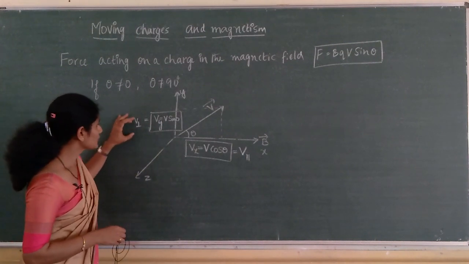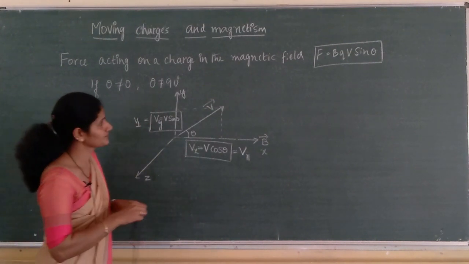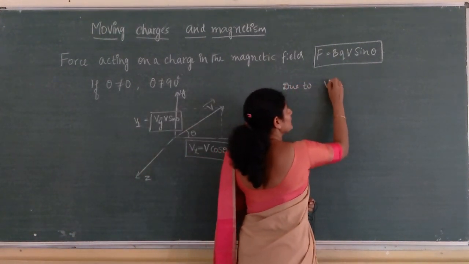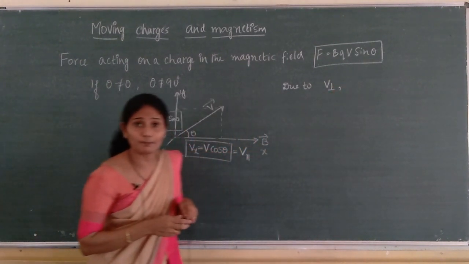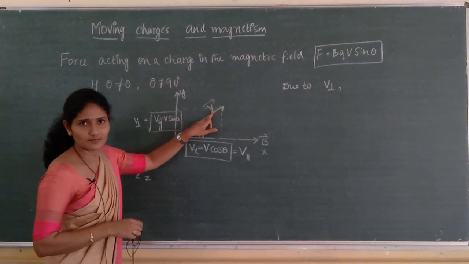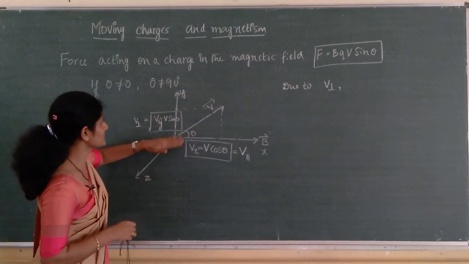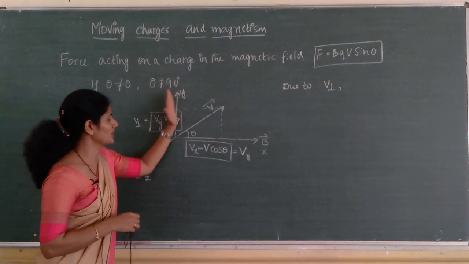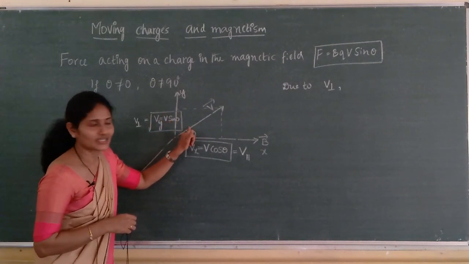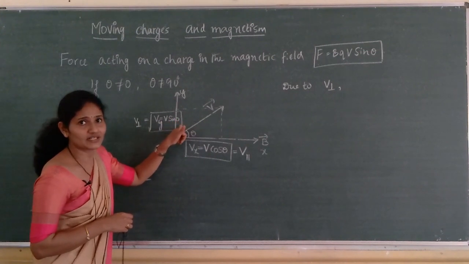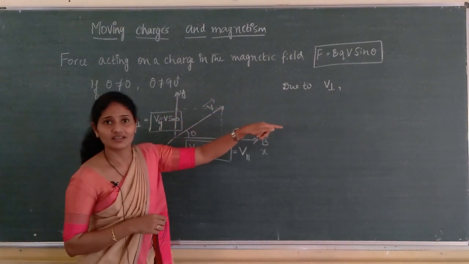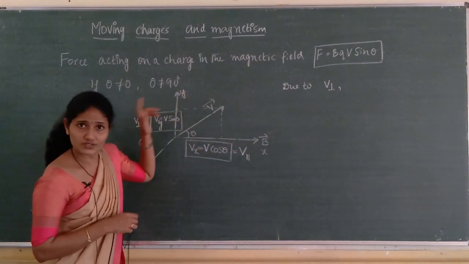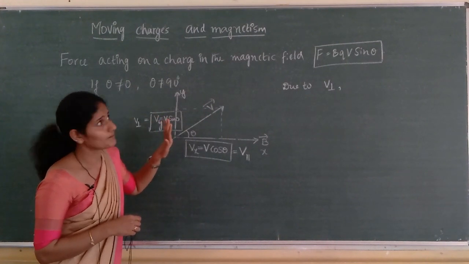Now, due to the perpendicular component of velocity, we just consider only this component, that is v sin theta. For this component, theta is equal to 90 degrees. Theta 90 means F is equal to BQV. Maximum force acts on the particle when theta is equal to 90 degrees.